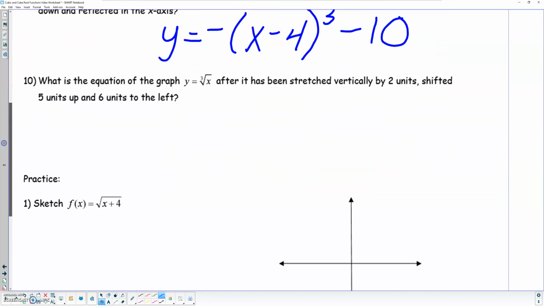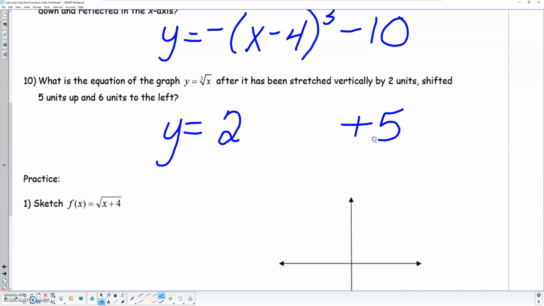Number 10, what is the equation of the graph y equals the cubed root of x after it's been stretched vertically by 2 units, shifted 5 units up, and 6 units to the left? Okay, so a vertical stretch of 2 means we're multiplying by 2. 5 units up means we're going to add 5 at the end. And 6 units to the left means that we want to add 6 inside the function's argument. In that case, that's underneath the radical. Okay?